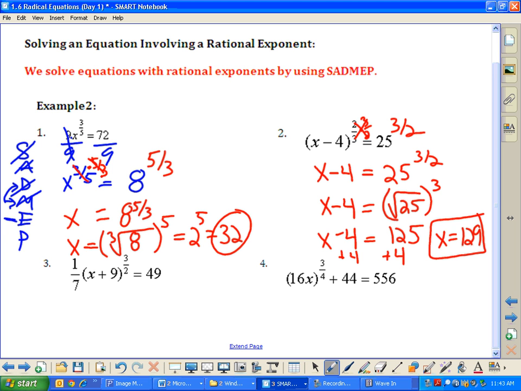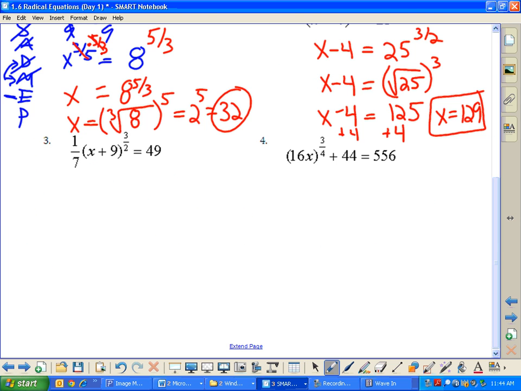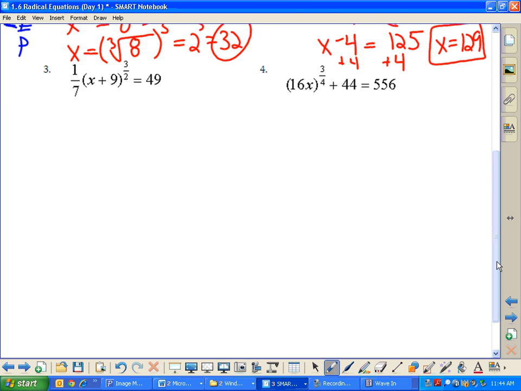All right, we'll do one more together, and then number 4 is all you, kiddos. So number 3, super fun. 2 fractions, 1 problem. Yay! So for number 3, I have 1/7 times the quantity of x plus 9, all raised to the 3/2 power, and then that equals 49.